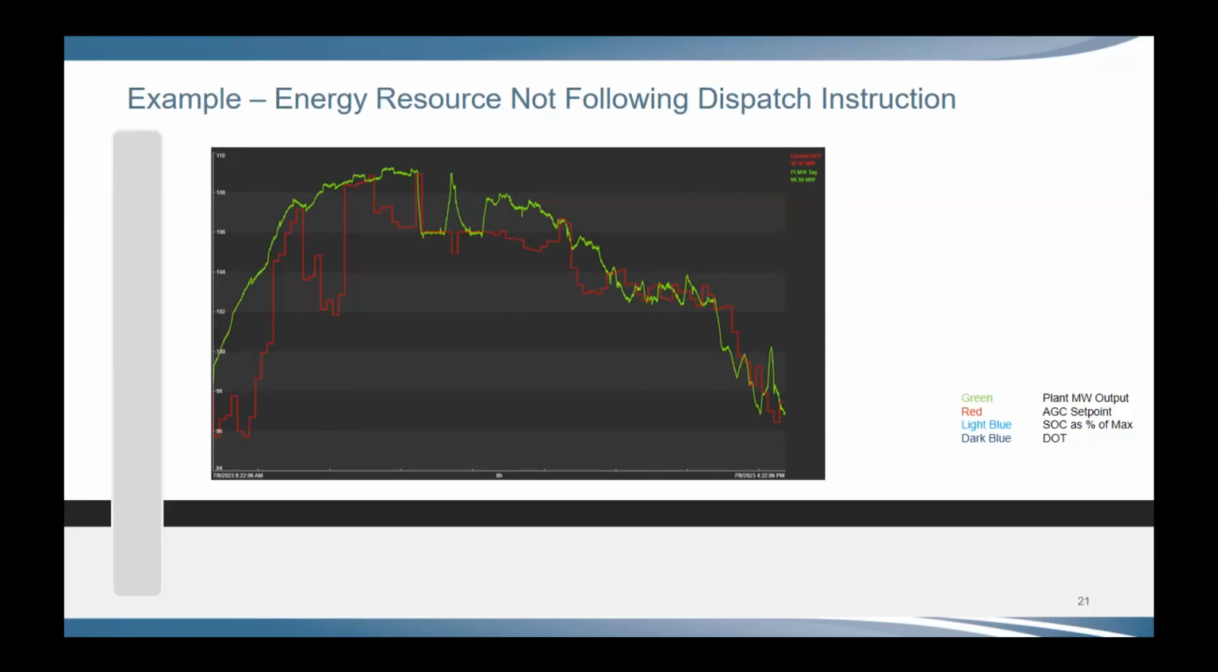This could lead to the implications that we're going to talk about in a little bit, as far as not following your instructions. This is risking the reliability and the safety of the grid. It could also be problematic for your organization from a regulatory standpoint as well as a settlement standpoint. So we'll talk about that here in just a moment.